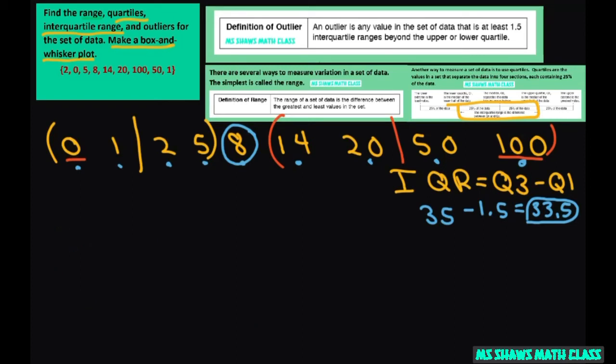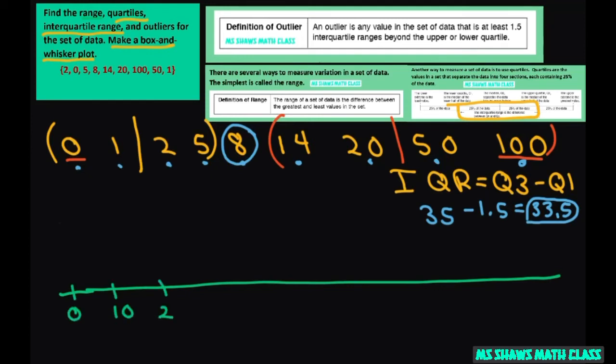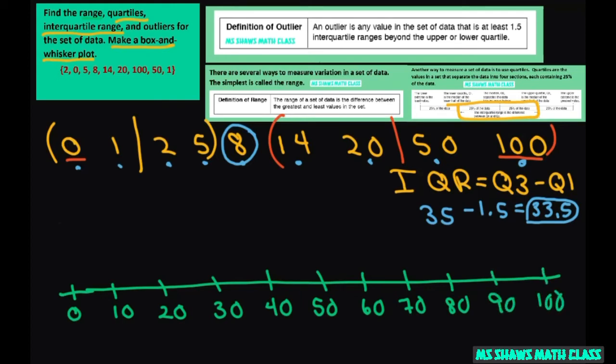All right. So let's do our box and whisker plot. So we're going to draw the line. And I'm going from 0 to 100. So I think I'll go by tens. I'll start with 0, 10, 20, 30, 40. You can use different numbers. 50, 60, 70, 80, 90, 100. So my extreme values are 0 to 100.